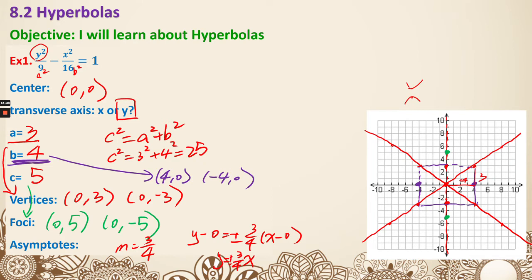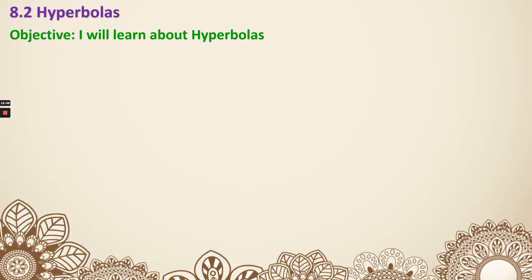And I can draw my curve. My curve will be kind of approaching the asymptotes, so it doesn't have to be super precise. So here it is. That's kind of how it is going to be. And the other side, right here. It is going to have the vertices. And there we go. That's my hyperbola for example 1.